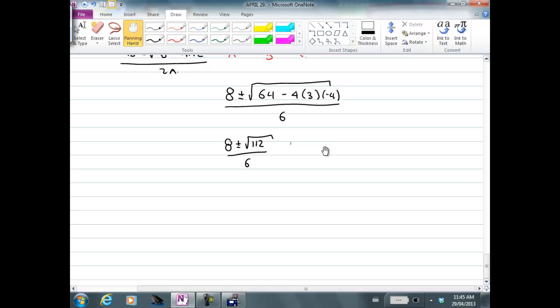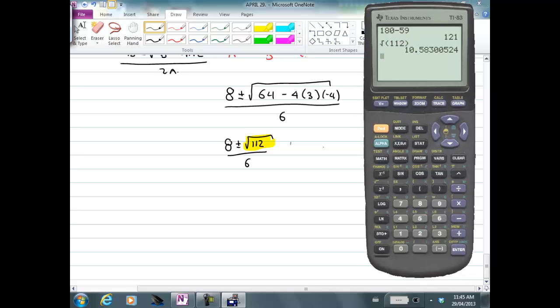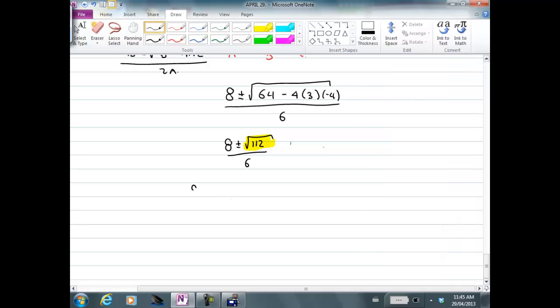So what you're going to do, if you want, you can convert this to decimal because my answer was in decimal. So we're going to convert, grab your calculator and go square root of 112. And it gives you 10.58. So what really this becomes is 8 plus or minus 10.58 over 6.